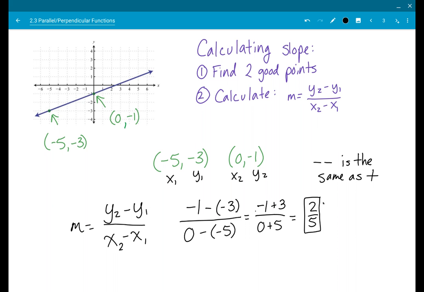If, for instance, you had the graph and you noticed that it was going up a lot and over just a little bit, we might check that we put the x's and the y's on the correct side of the fraction. So here, I go up 2 and over 5. Yep, that looks perfectly correct.